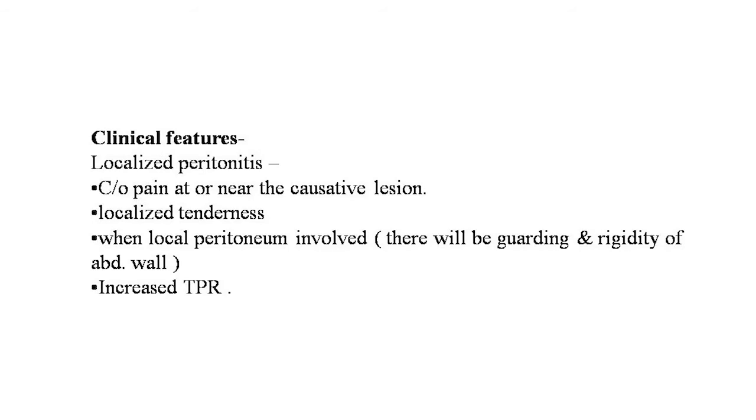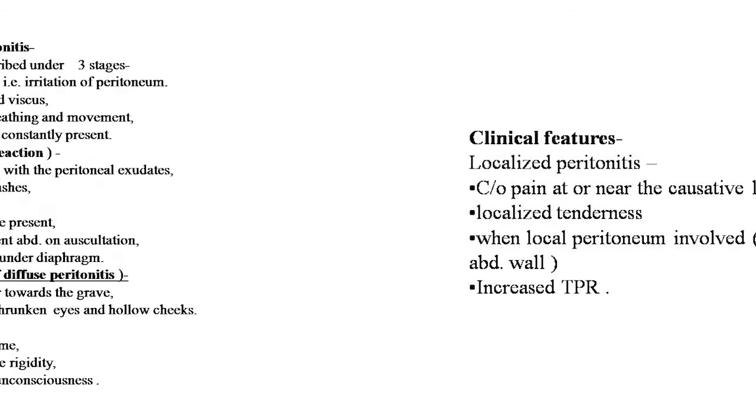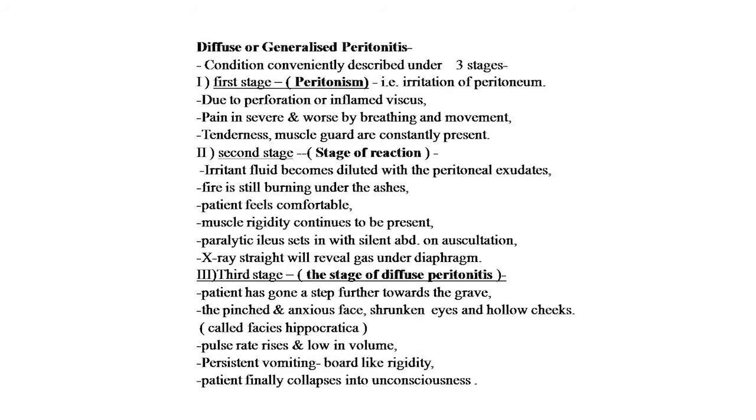Now the clinical features of peritonitis. In localized peritonitis, there is a complaint of pain at or near the causative lesion, and localized tenderness. When the local peritoneum is involved, there will be guarding and rigidity of the abdominal wall, and an increase in TPR: temperature, pulse and respiration. Now the next point is diffuse or generalized peritonitis.